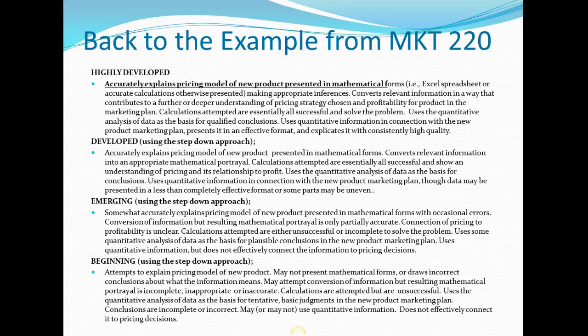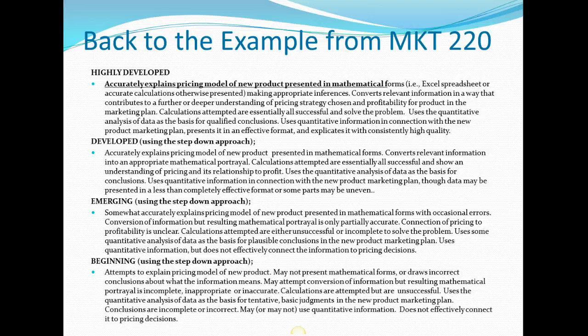So stepping down from that just a little bit, at the developed level, they can convert the relevant information into an appropriate mathematical portrayal. They're essentially successful, and they show an understanding of pricing and its relationship to profit, but they may miss a part or two. At the emerging level, they attempted some calculations, or they might be incomplete. They are probably unsuccessful, or at least some of them are unsuccessful. They may not be able to connect that pricing to profitability. They're not able to effectively connect all the dots for the pricing decisions.